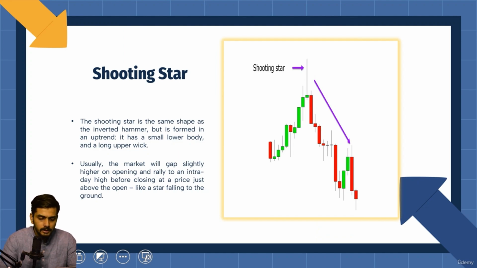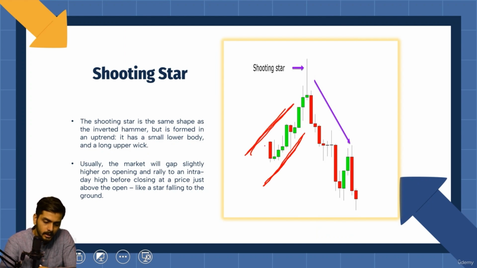As you can see in the figure, there is an uptrend. So the first criteria for a shooting star to form is an uptrend. Just listen to my words very carefully. It has to be an uptrend. A shooting star will not work in a downtrend. So first of all, it has to be an uptrend, a proper uptrend.